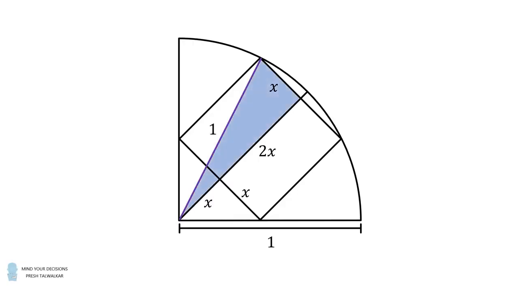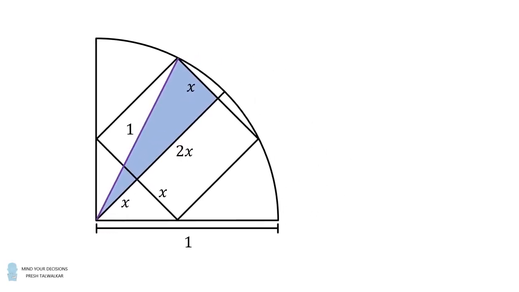Now consider this right triangle. Let's just focus on its dimensions. Its shorter leg is equal to x, its longer leg is equal to x plus 2x, which is equal to 3x, and its hypotenuse is equal to 1.